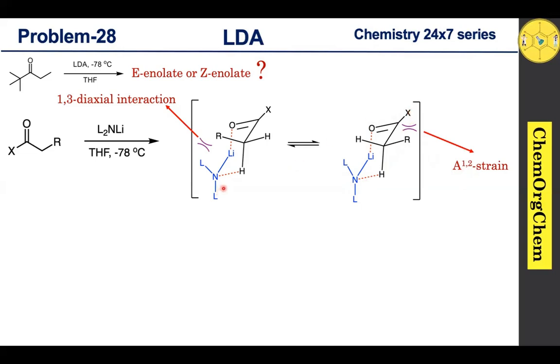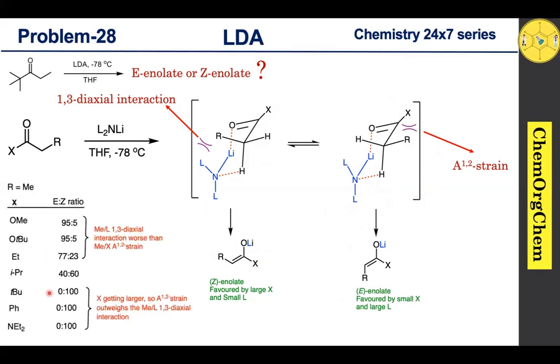So if your substrate follows this transition state, it produces the Z enolate ion, which is favored by a large X group and a small L group. If your substrate follows this transition state, it produces the E enolate ion, which is favored by a small X and a large L group. Now you see this table.